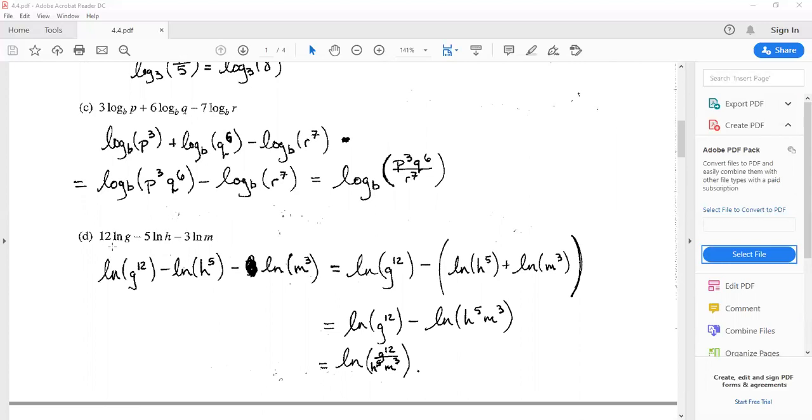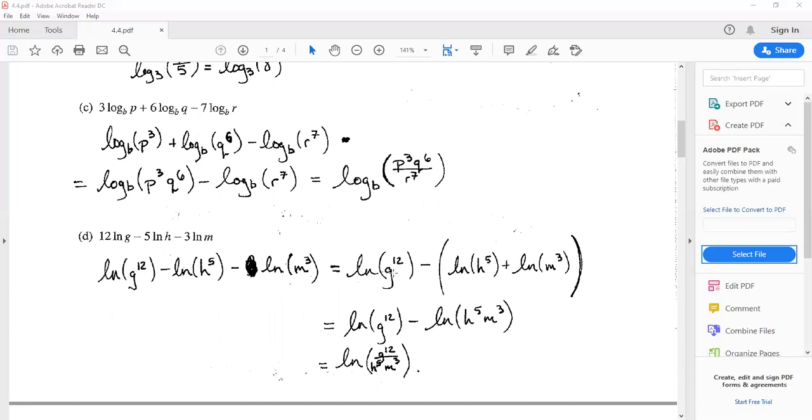The first thing that we can do is bring the exponents back upstairs. So we have natural log of g to the 12th minus natural log of h to the fifth minus natural log of m cubed. And notice how I have two things being subtracted. So what I can really do is subtract their sum in total, but in parentheses here.